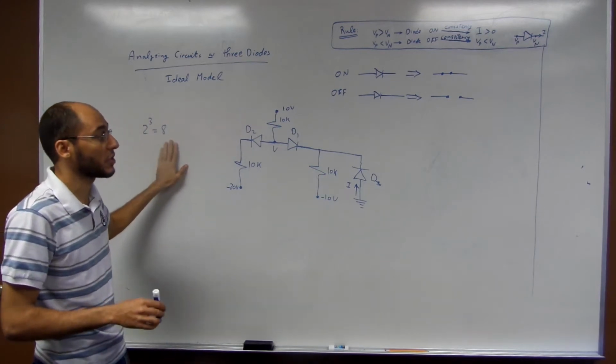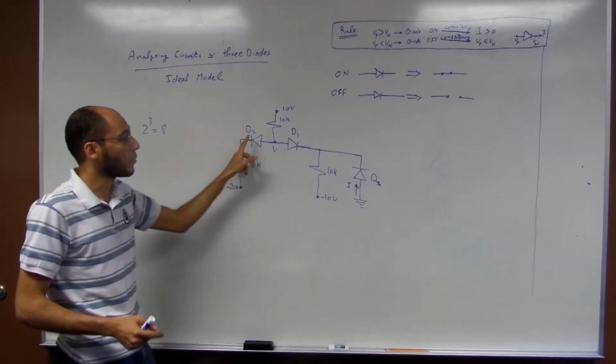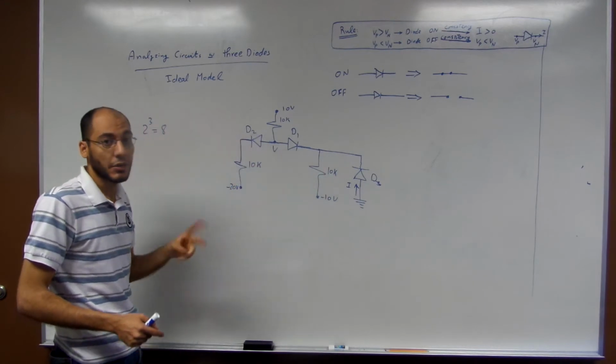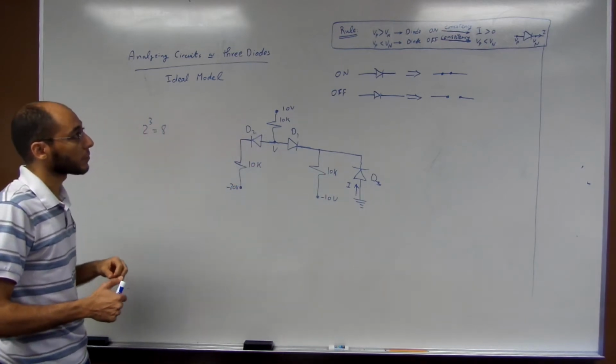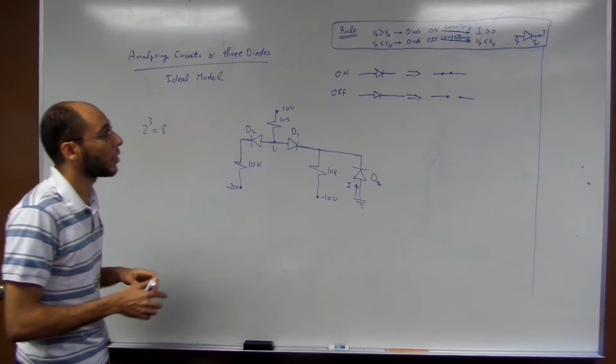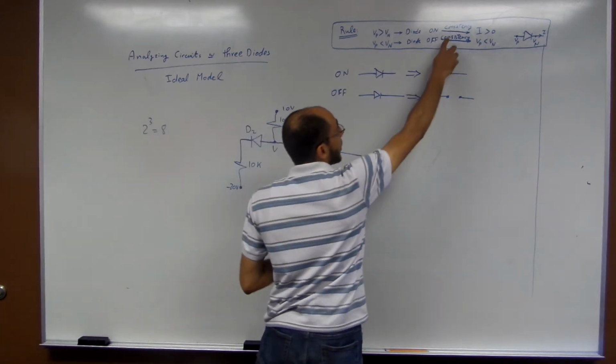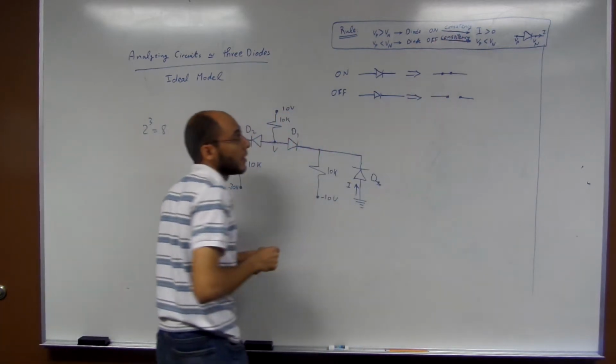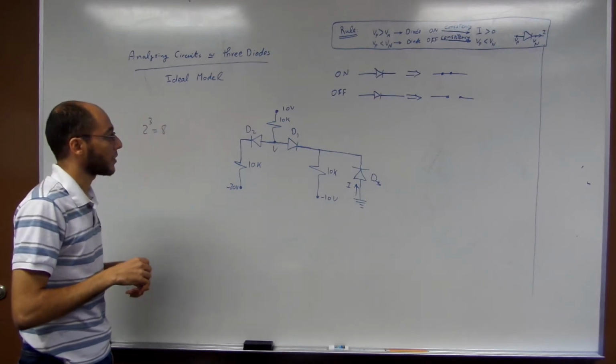Why 8 possibilities? Because we have 3 diodes. Each one is either on or off. So only if it is consistent, in that case, then the circuit is the correct one.